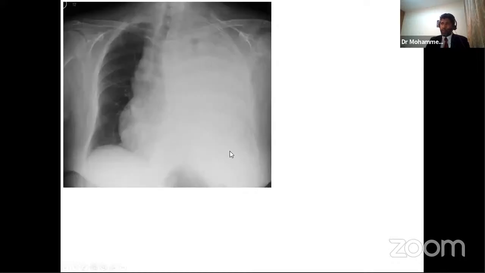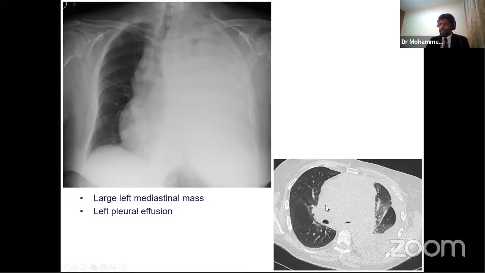And this is another example of a whiteout where there is shift of the mediastinum to the other side. We can call this a large mediastinal mass, possibly with large pleural effusion. On the CT scan, we can see a large mass there with narrowing of the left main bronchus. This is a non-contrast CT scan, and we can also see some effusion. There is a bit of aerated lung that is reflecting here on the plain chest X-ray. And this turned out to be a large B-cell lymphoma.